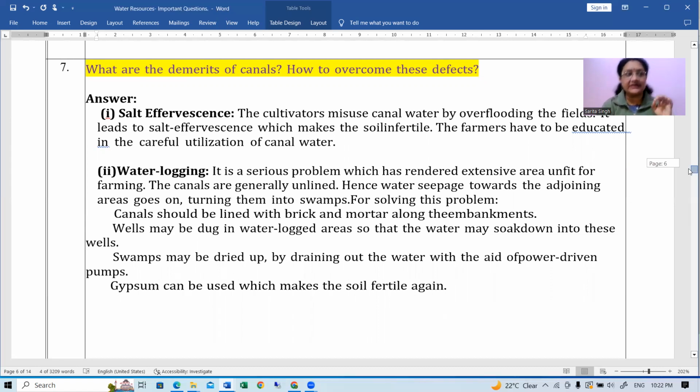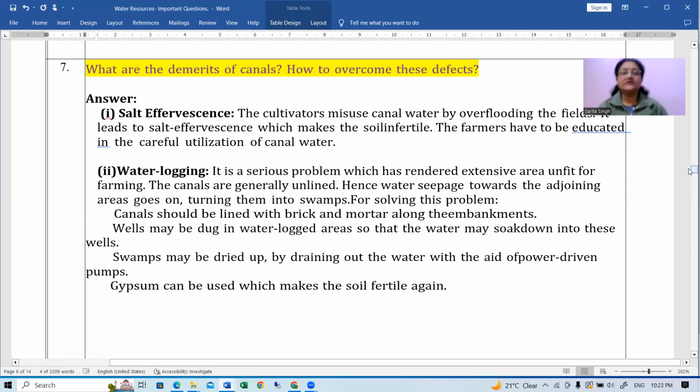The farmers need to be made aware of it. They need to be educated in the careful utilization of water, especially when it is provided by canals. Next is the waterlogging problem. This is again a serious problem which has rendered extensive areas unfit for farming. Again, I'm reminding you, the area we are talking of is very fertile land used for agriculture in India. If canal water is causing all these problems in that area, that is very serious, and we have to be concerned about it. If waterlogging is there in that area, that is again going to cause problems.